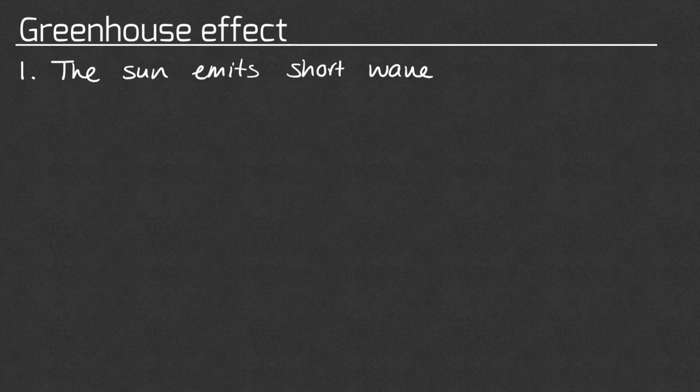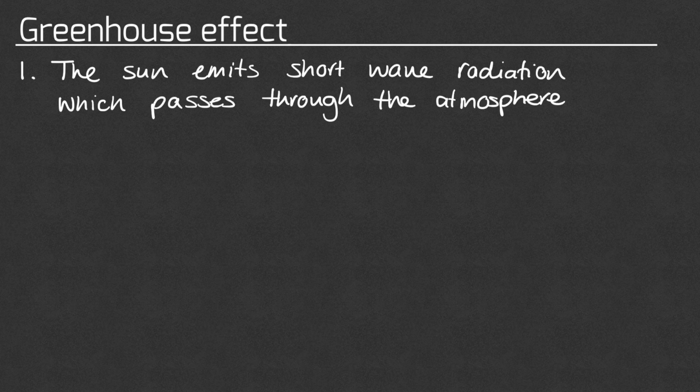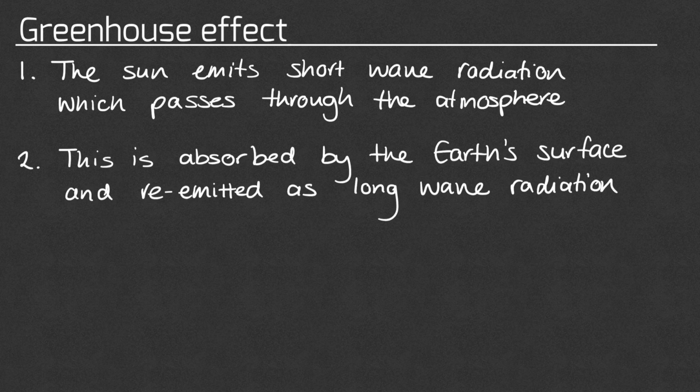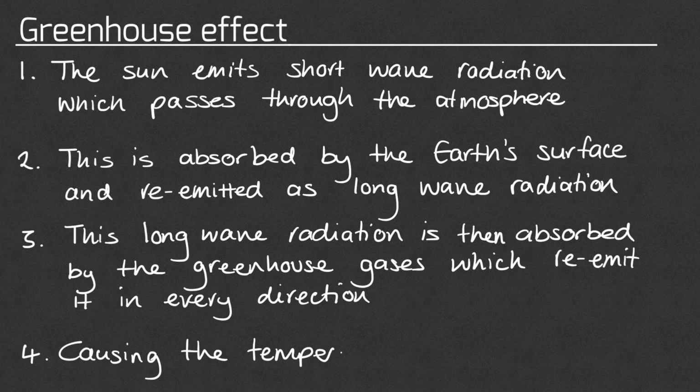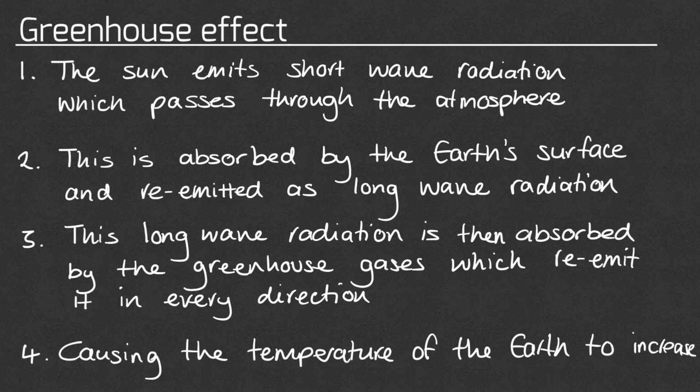We're now just going to recap this process, but we'll look at it in words. So the first step is the sun emits shortwave radiation, which passes through the Earth's atmosphere. This is then absorbed by the Earth's surface and re-emitted as long-wave radiation. This long-wave radiation is then absorbed by the greenhouse gases, and they then re-emit the long-wave radiation again, but this time they are re-emitted in every direction. So some will go out into space, some will head back down towards the Earth. And this causes the temperature of the Earth to increase.